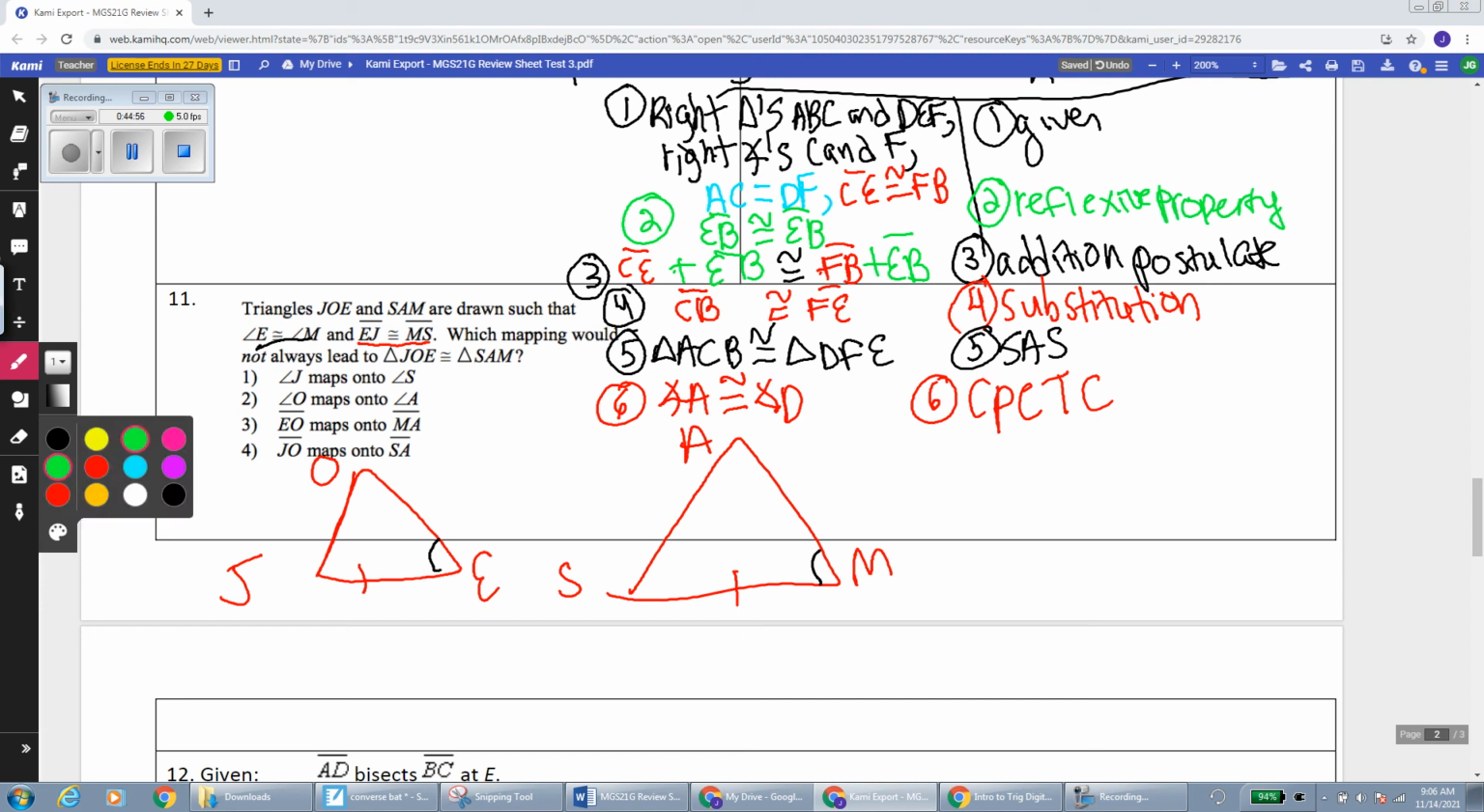So one says angle J maps onto angle S. Well, that would be ASA. So that would definitely prove them congruent. So not the right choice. That does prove them congruent.